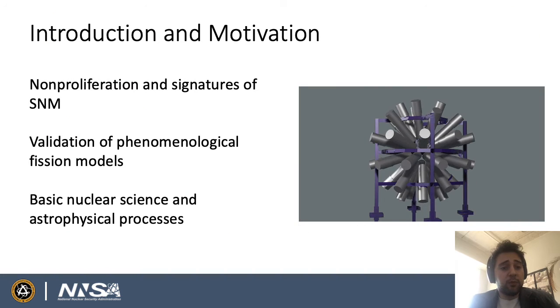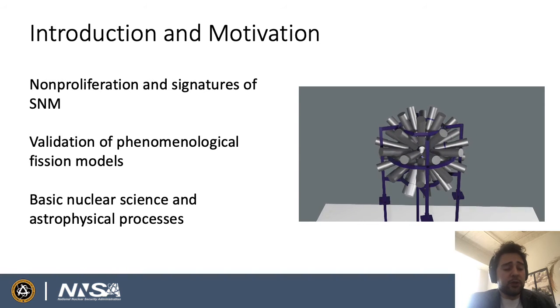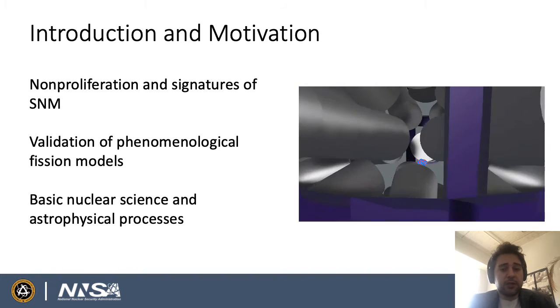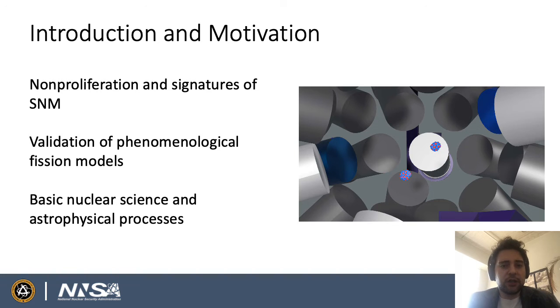Now, moving on to the topic of today's presentation, the motivation for this work is the research and investigation of signatures of special nuclear material. Special nuclear material, of course, being material that is of interest to the non-proliferation community for being able to undergo spontaneous or induced fission. Now, most of the products that come out of fission are charged particles and therefore are very easily shielded. However, the neutrons and the gamma rays coming out cannot be easily shielded and can be detected even in in-field applications.